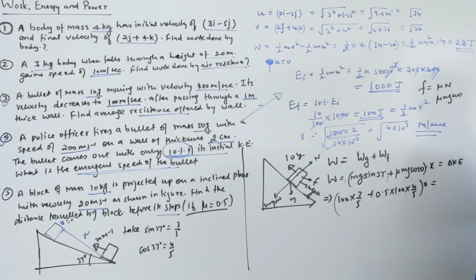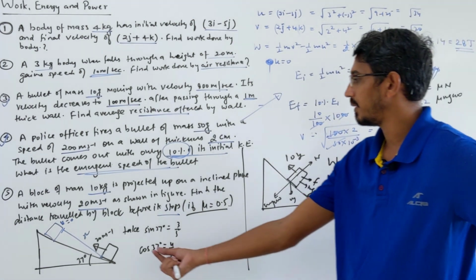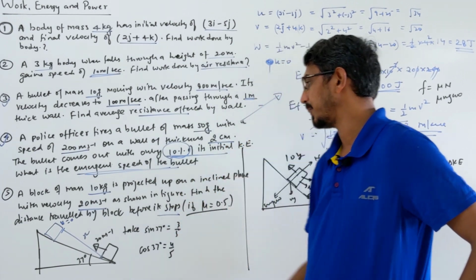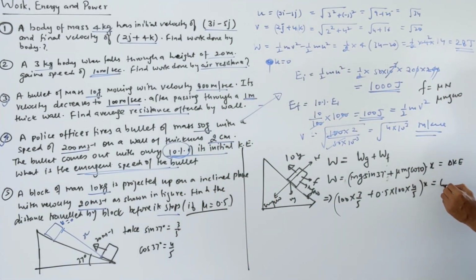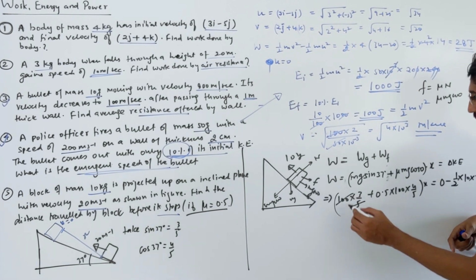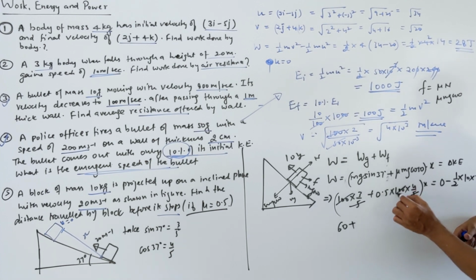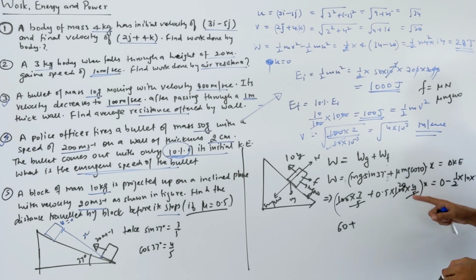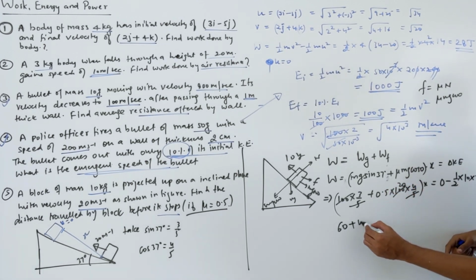X is equal to, look here, initial kinetic energy is half mv square, final is directly 0 because velocity is 0. So final is 0 minus initial, which is half, mass 10 kg, and velocity is given 20, 20 into 20. Okay, let's simplify this. 5 goes into 20 four times, so this becomes 60 plus 5 goes here 2 times, so that becomes 80. 80 again 0.5, this becomes 40 into x, correct?